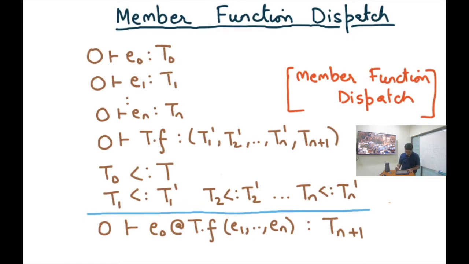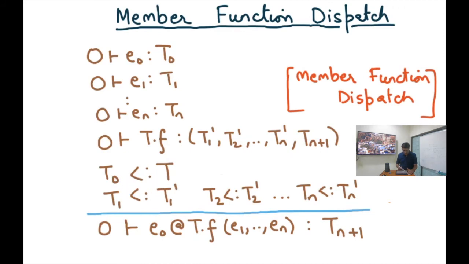And so we're going to have that in our hypotheses. And then E1 dot En, those are the actual arguments, and then what should be the type. All right, so here is the full rule. If T0 is a subtype of T, so basically notice that I have E0 at T dot f, so this can only be well typed if the type of E0 was a subtype of capital T, so it was derived from capital T, and so that's what this particular hypothesis is stating. T0 needs to be a subtype of capital T.